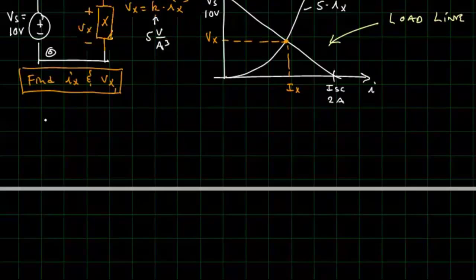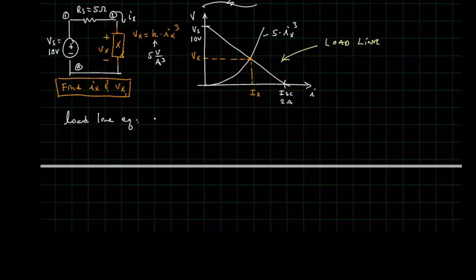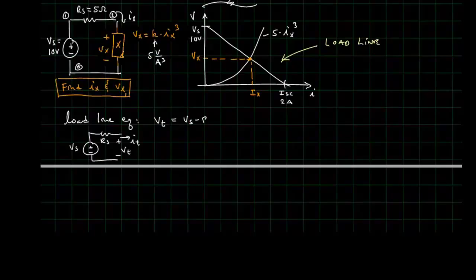So what we have is a load line equation, and that will be a terminal voltage. If I simply have my Thevenin source, if you will, Vs, Rs, current It, and a voltage Vt, we can write it as Vt equals Vs minus Rs times It. That's the load line equation.